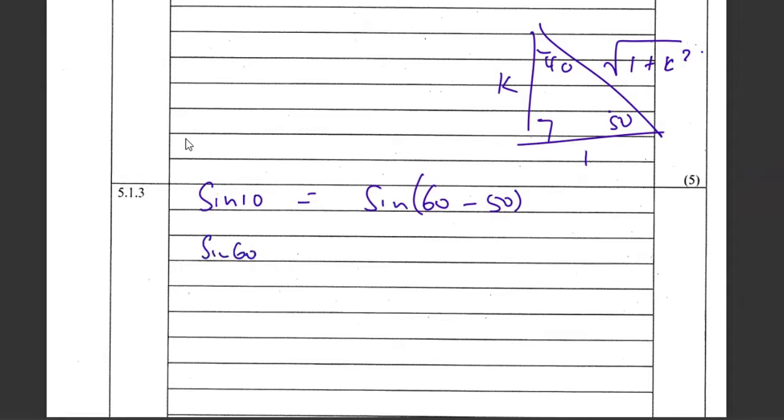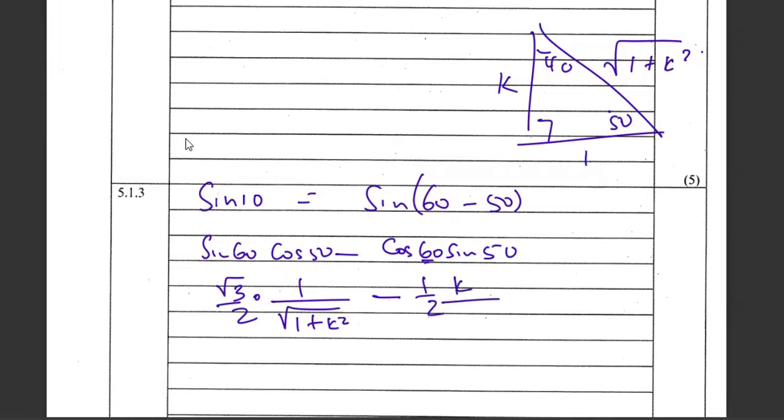So it's going to be sine of 60 cos of 50 minus cos of 60 sine of 50. So we know that sine of 60 is root 3 over 2. And then the cos of 50 is adjacent over hypotenuse, so it's going to be 1 over root of 1 plus k squared. Minus cos of 60, which is a half. And then the sine is going to be k over root of 1 plus k squared.